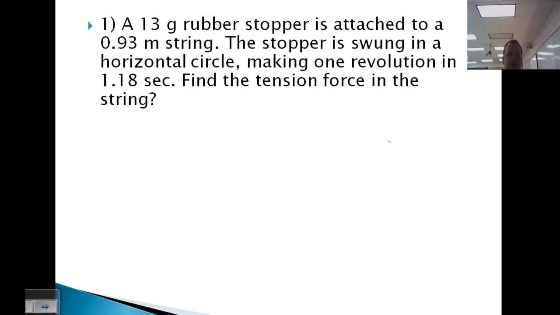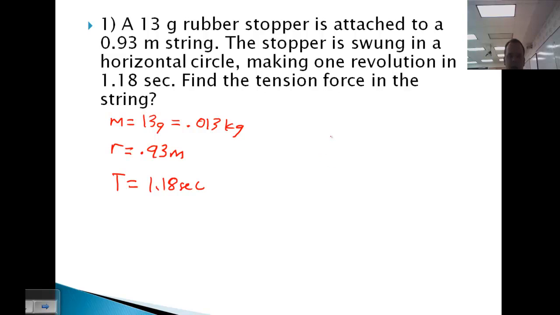A 13-gram rubber stopper is attached to a 0.93 meter string. The stopper is swung in a horizontal circle, making 1 revolution in 1.18 seconds. Find the tension force of the string. So we know a couple of things. We know the mass is 13 grams, which is 0.013 kilograms. We know the radius is going to be 0.93 meters because you're holding one end of the string, the stopper's on the other, so that's making up your radius. And your period is 1.18 seconds.